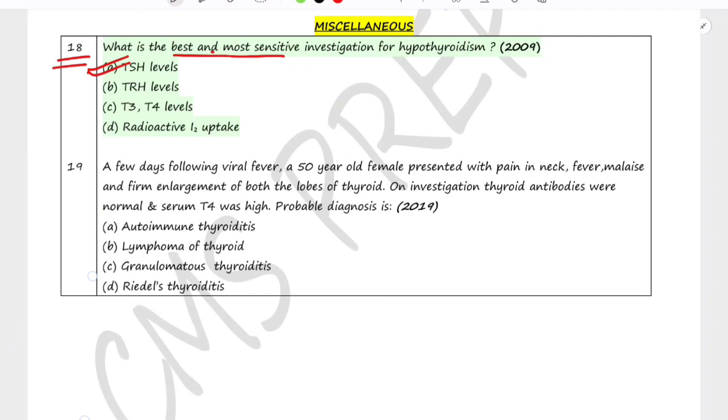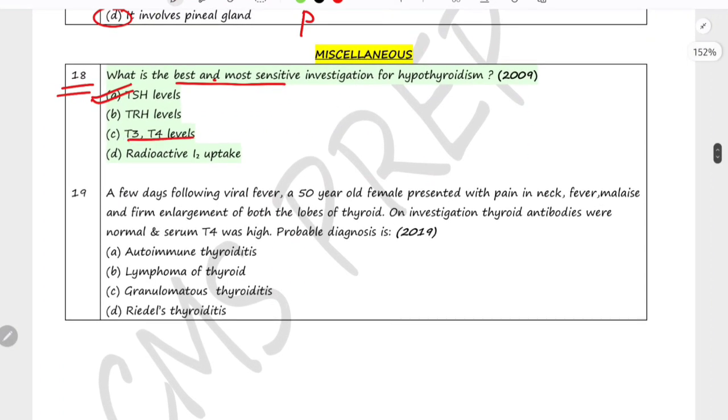TRH level is not commonly used to diagnose hypothyroidism. T3 and T4 levels are important. They may be normal, but they are not sensitive because they may be normal in the early stage of hypothyroidism and may not reflect the condition as sensitively as TSH. TSH changes before T3 and T4 in hypothyroidism.